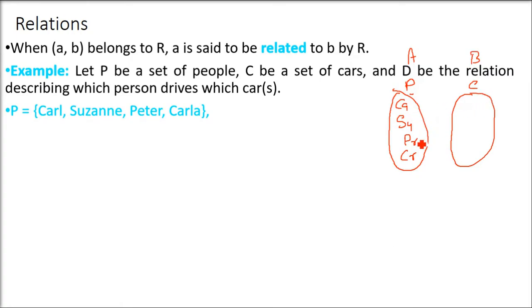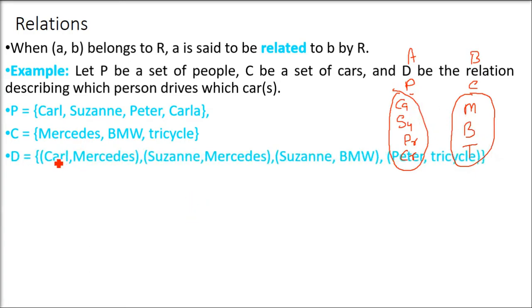Previously we saw A and B, now here we have P and C. P is the set of people and C is the set of cars. Now the relation is which person drives which car. So the relation is like this: Carl drives Mercedes. Which person drives which car? So Carl drives Mercedes.